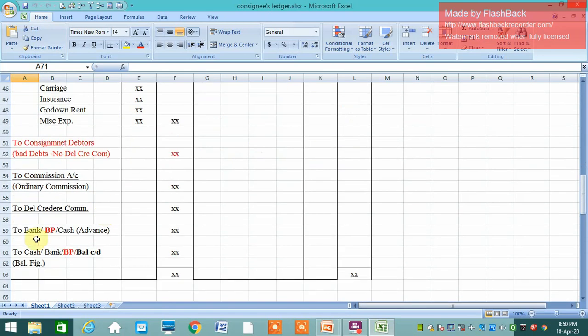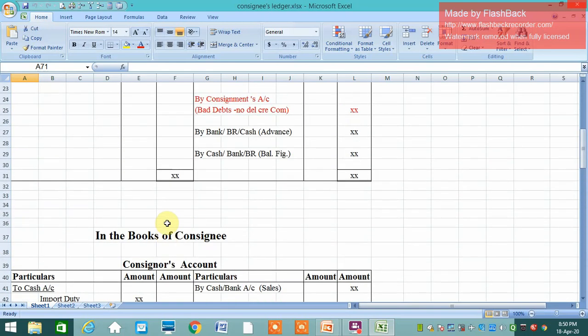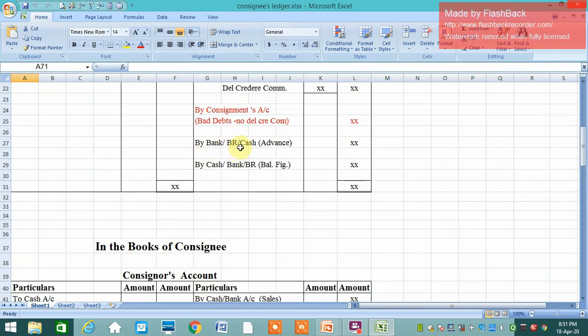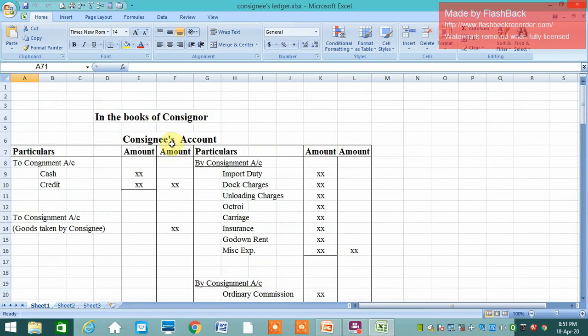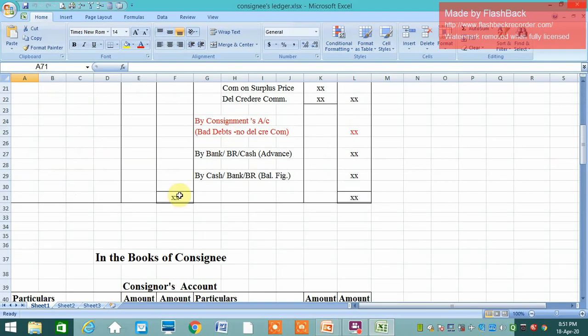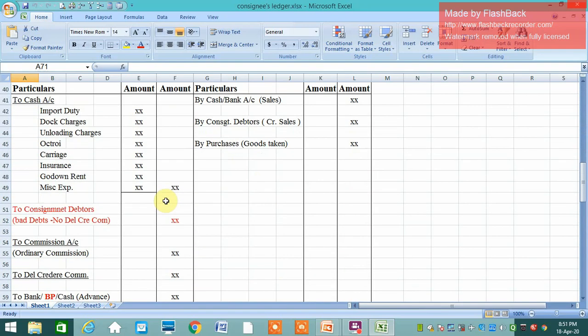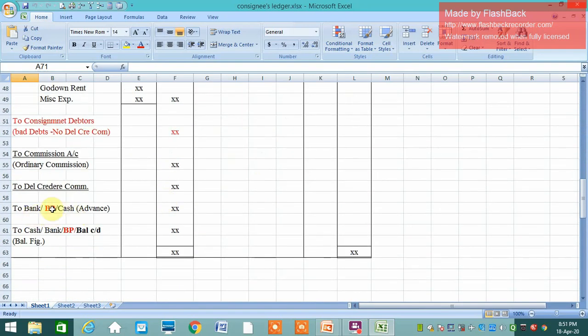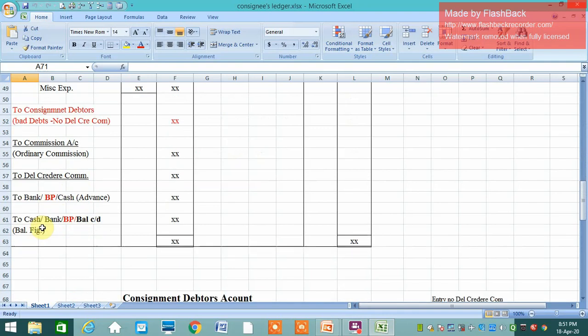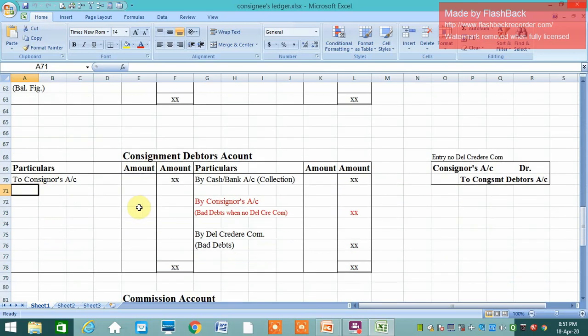Then the next thing is advance. Here also you can see that advance is given by bank or bills receivable, but when you are preparing the books of consignor you have to write bills receivable, and when you are preparing the consignor's account in the books of consignee, you have to write bills payable, because this bill of exchange is bills payable for the consignee. Then the difference, the balance, will go here, maybe to cash, to bank, to bills payable, or balance carried down if accounts are not closed. What will come here exactly depends on the problem, accordingly you have to give effect.